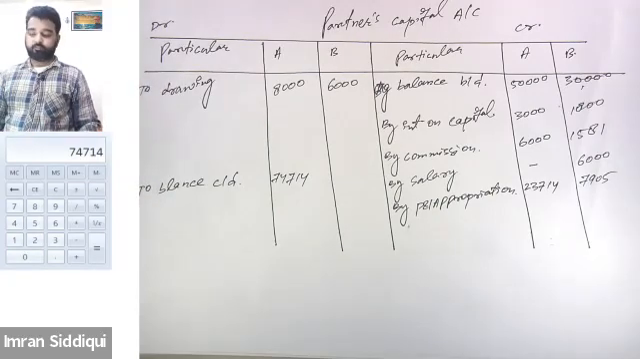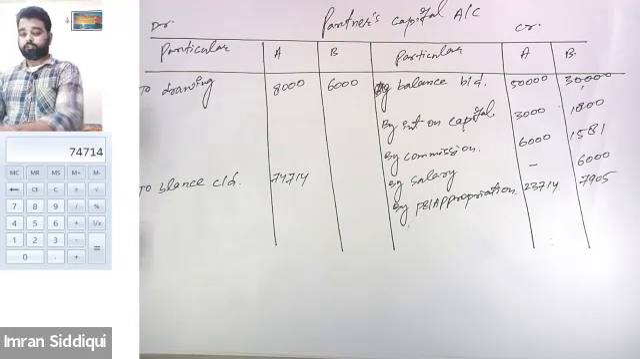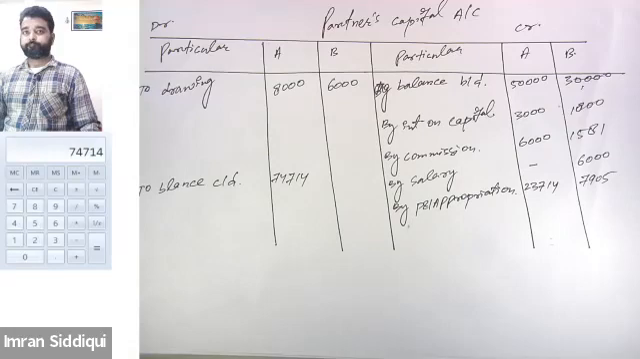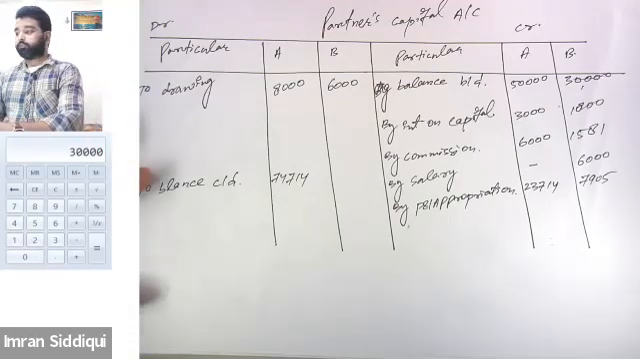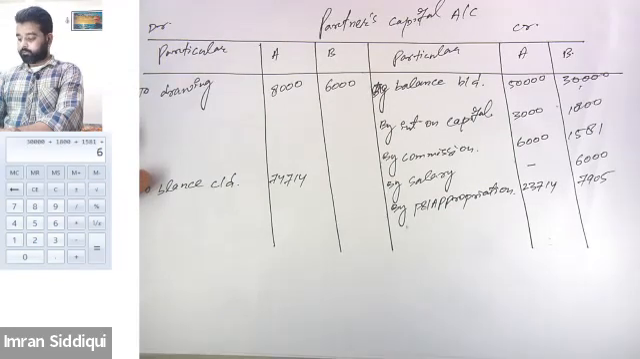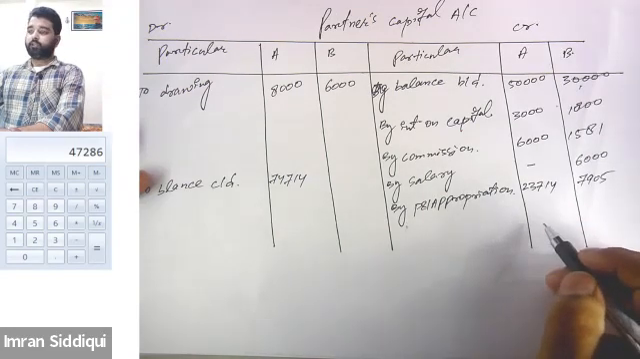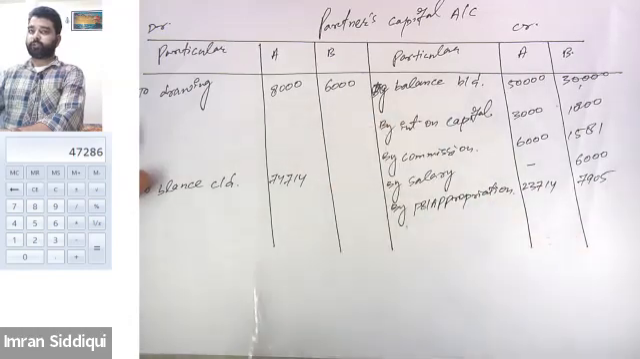Similarly, we will calculate the closing balance of B as well. For B, we first total the credit side amounts: 30,000 plus 1,800 plus 1,581 plus 6,000 plus 7,905. That gives 47,286, and out of 47,286 we will subtract 6,000.